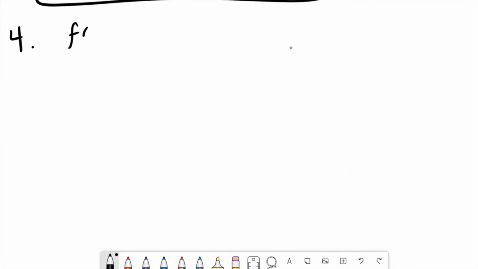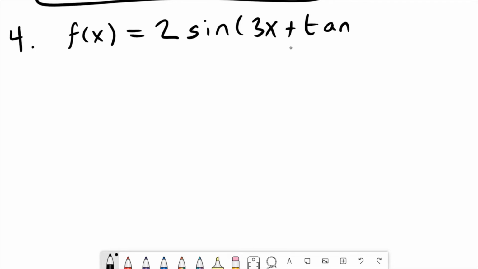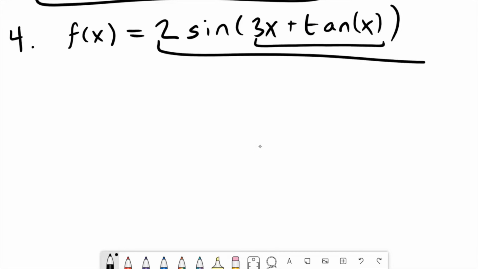We have this function that is going to be 2 sine of 3x plus tangent of x. Let me write this more clearly. There we go. And I want to find the derivative of this. So again, what's the inside? What's the outside? So the inside here is this thing, and the outside here is this thing.